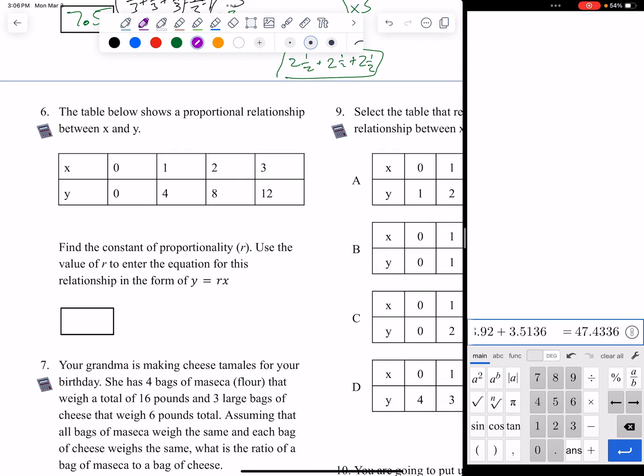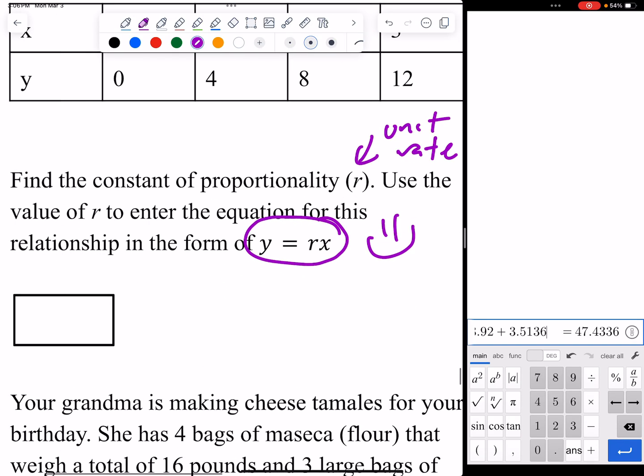So the table below shows a proportional relationship. So now how does it look on the table? Find the constant of proportionality, aka your R. Didn't you just hear me earlier? That is your unit rate. Okay. Use the value of R to write an equation in the form y equals Rx. This is your favorite equation of all time in 7th grade, guys. Okay, this one's it. And all that really matters is that is your multiplier.